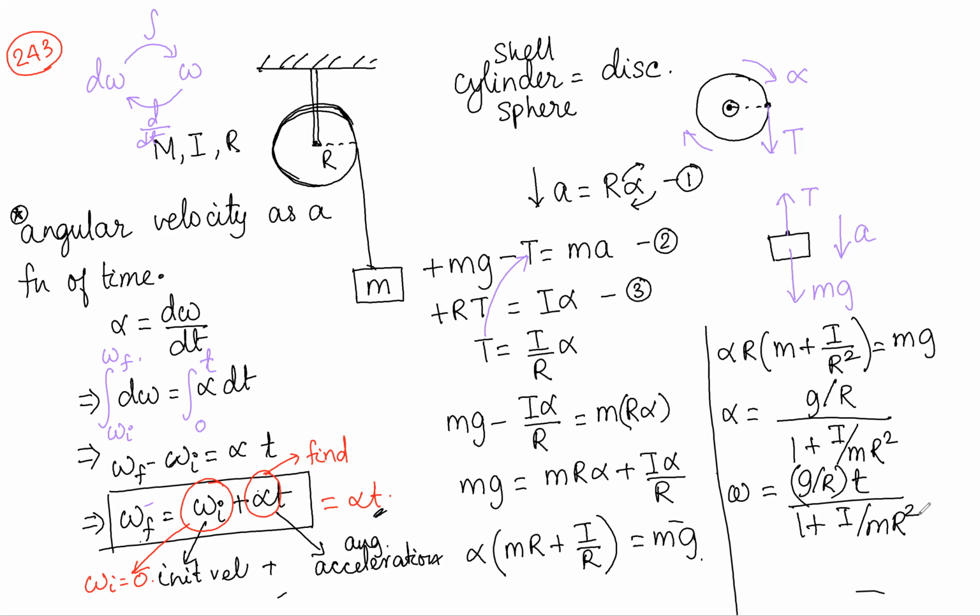Now coming to the problem that we have. In our problem, our body is a cylinder, it's a disc. So we can write I is equal to half m r square. And I divided by m r square is equal to 1 divided by 2. So we can replace the I by m r square term here with that value.